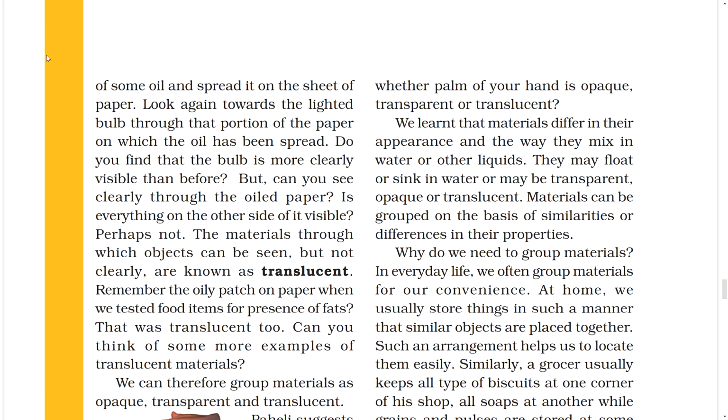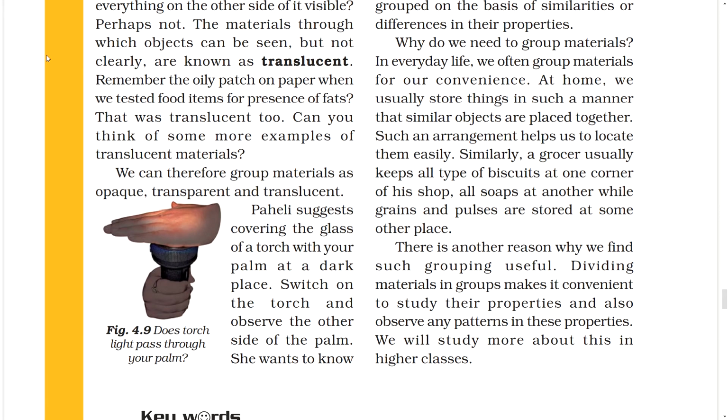Perhaps not. The materials through which objects can be seen but not clearly are known as translucent. Remember the oily patch on paper when we tested food items for presence of fats. That was translucent too. Can you think of some more examples of translucent materials? We can therefore group materials as opaque, transparent, and translucent.